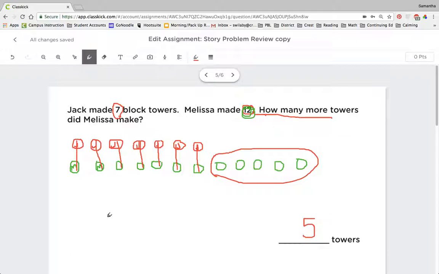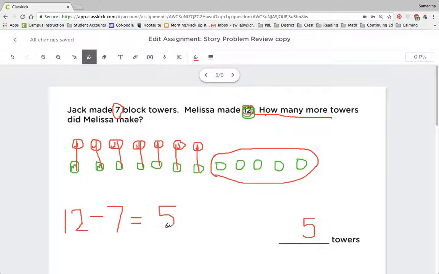I could also do this by using an equation. If I'm trying to figure out how many more, what I like to do is I look at the bigger number. So 7 versus 12. I know that 12 is the bigger number. I can start with that, and I can subtract the smaller number. This can give me the difference, or how many more she has. So, counting backwards, I start at 12, 11, 10, 9, 8, 7, 6, 5.